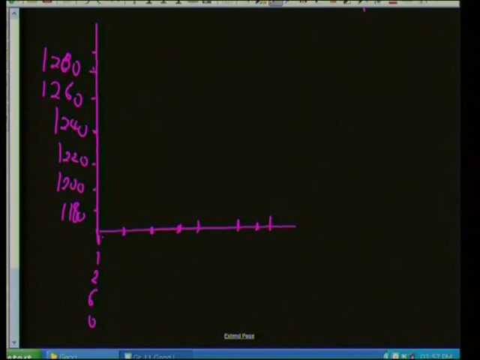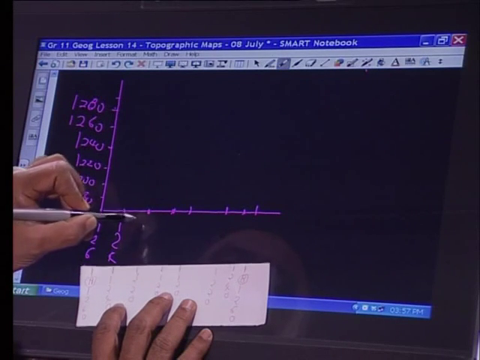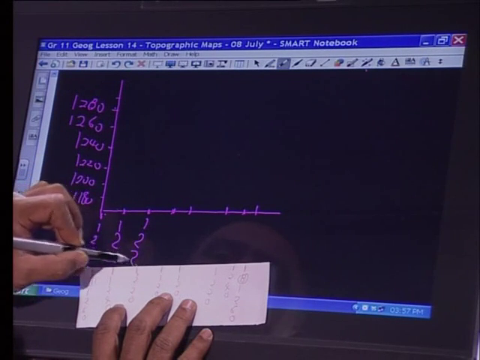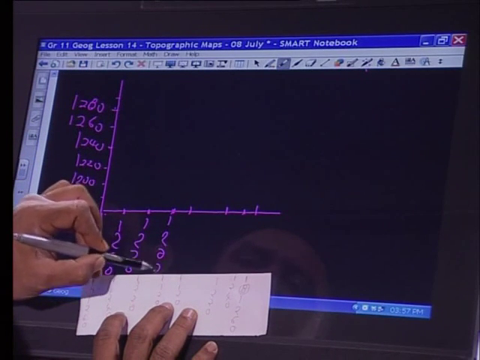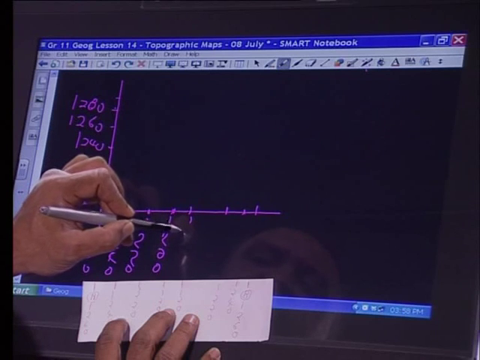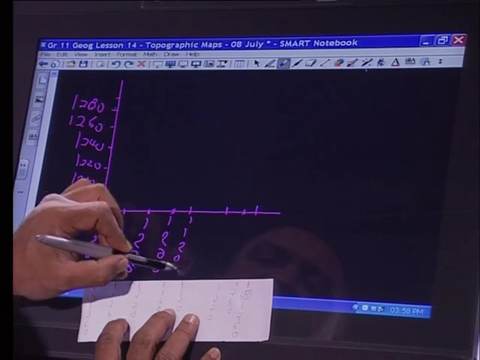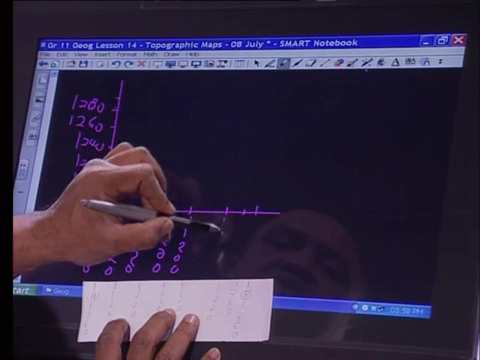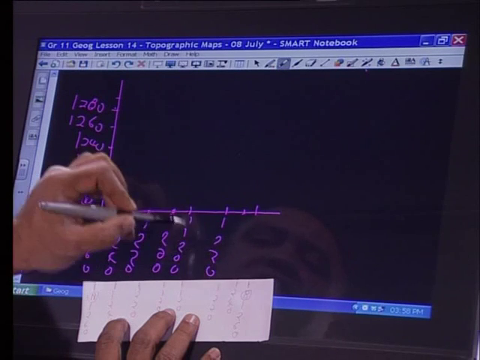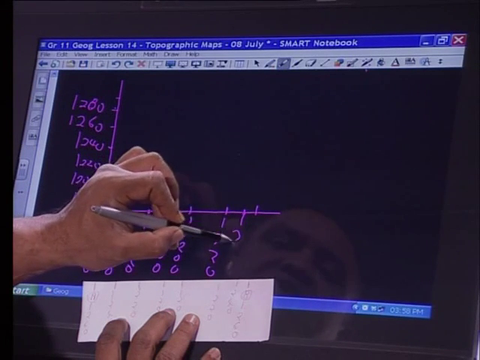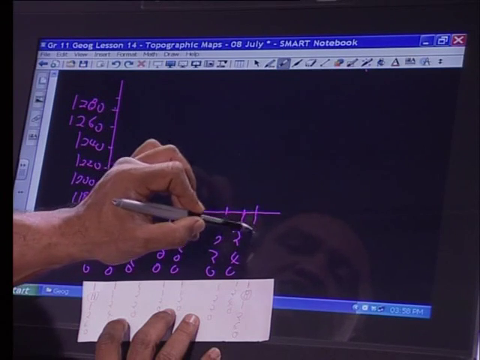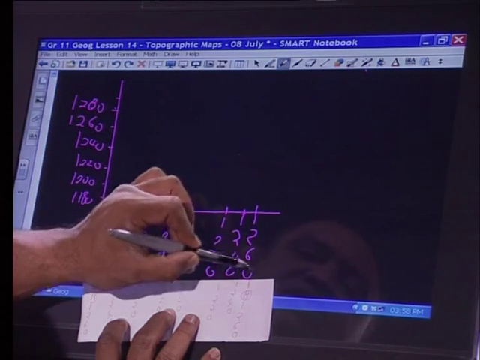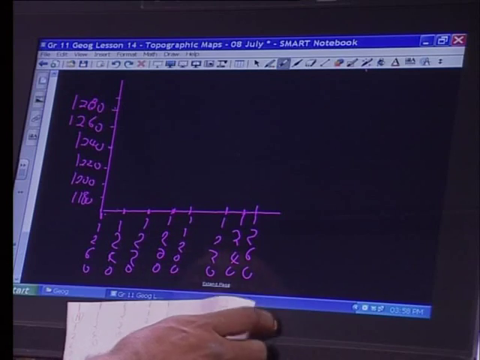So the next point was 1,240, 1,220, and this one was 1,200, and this is also 1,200, and this is 1,220, this is 1,240, and this is 1,260. I've got all my points.